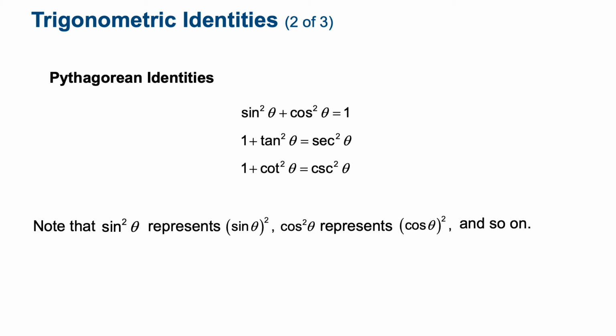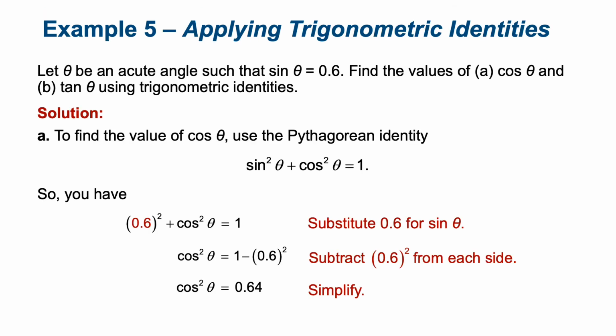For instance, if I divided everything here by sine squared, I would get 1 plus cotangent squared theta is equal to 1 over sine squared, which is cosecant squared theta. So as long as you know the first one, you can figure out the other 2 by dividing by sine squared or cosine squared. Make sure that you know this little 2 right here: sine squared of theta means sine of theta squared. It's a shorthand way of writing squared.